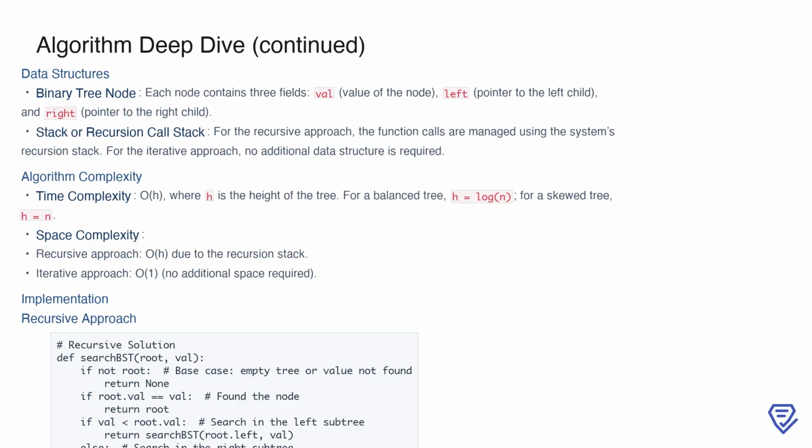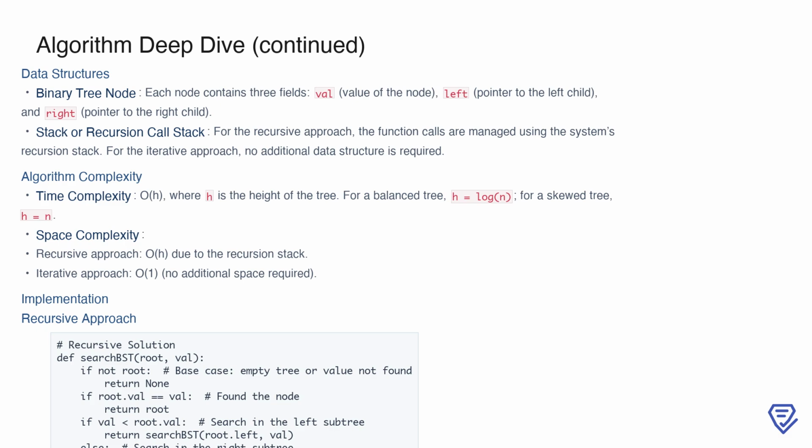In terms of time complexity, both approaches run in O(h), where h is the height of the tree. For a balanced tree, h is proportional to log n, making the search very fast. However, in the worst-case scenario of a completely skewed tree, the height becomes n, and the time complexity degrades to O(n). For space complexity, the recursive approach requires O(h) space due to the recursion stack, while the iterative approach uses O(1) space, as no extra memory is allocated.